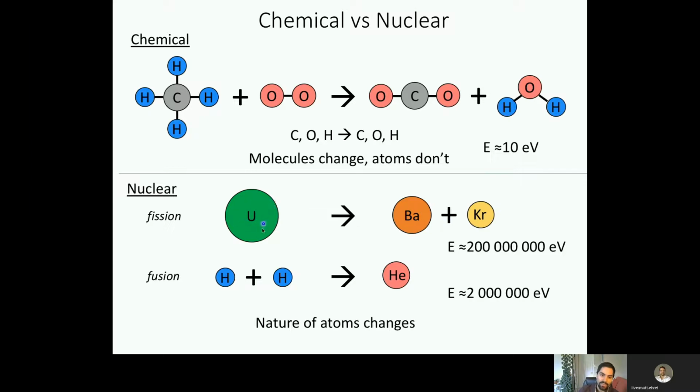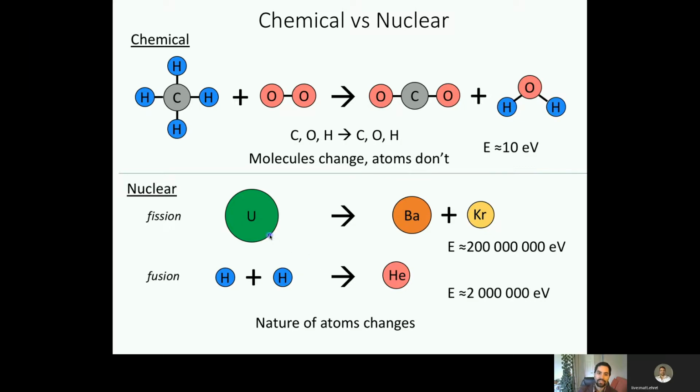And these atoms can be inside molecules, but it doesn't really matter for the nuclear reaction what molecules these atoms are in. I also put here the energy output of these types of reactions. For the fission reaction, it's about 200 million electron volts for 1 uranium atom fissioning. And the fusion reaction, in this case the deuterium-deuterium reaction, is about 2 million electron volts. So you can see already that the amount of energy liberated by a nuclear reaction is way, way higher than a chemical reaction.